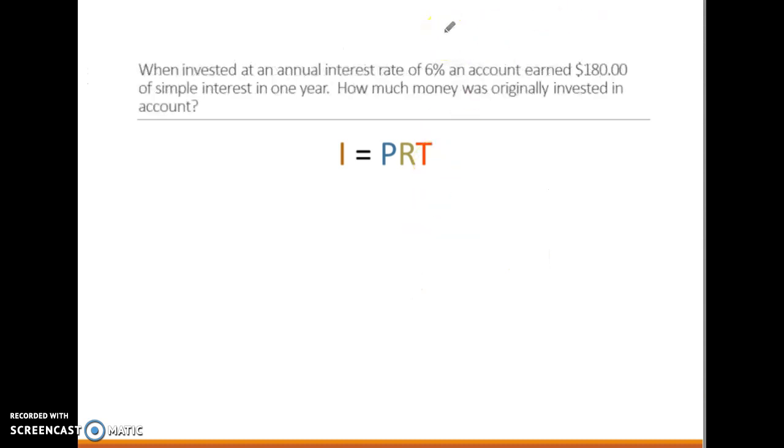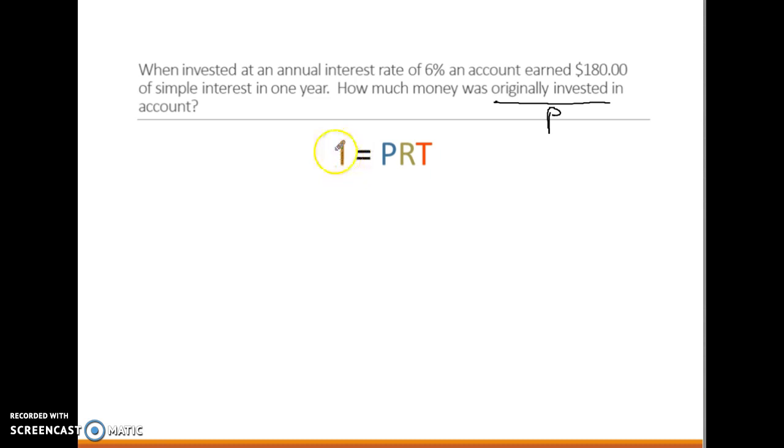Looking at another example: when invested at an annual interest rate of 6%, an account earned $180 of simple interest in 1 year. How much money was originally invested in the account? This time, if we think about the part we don't know, originally invested, that's telling us that we are solving for the principal, or P. So our unknown value is P, our principal.